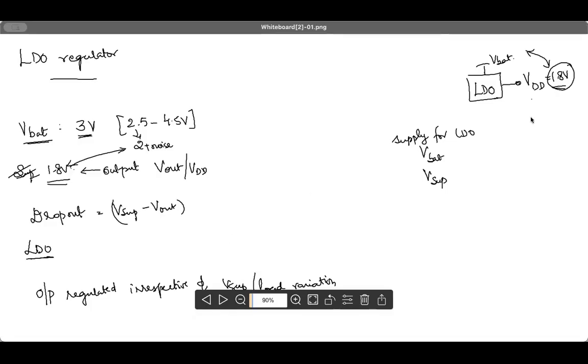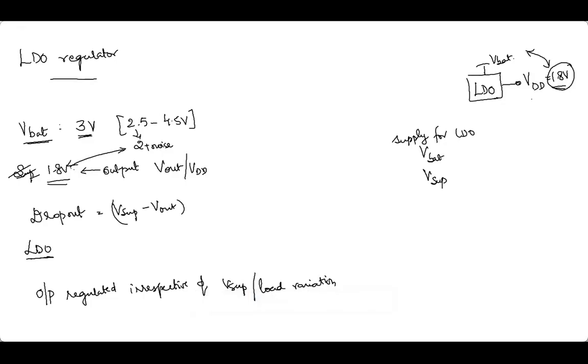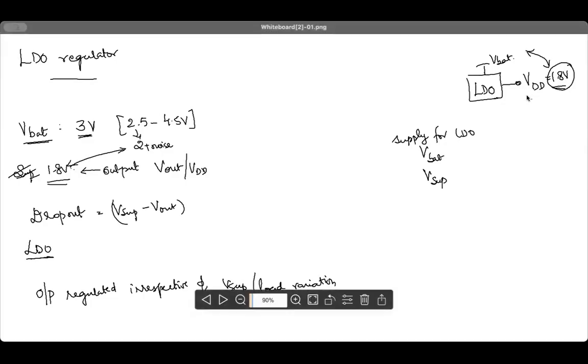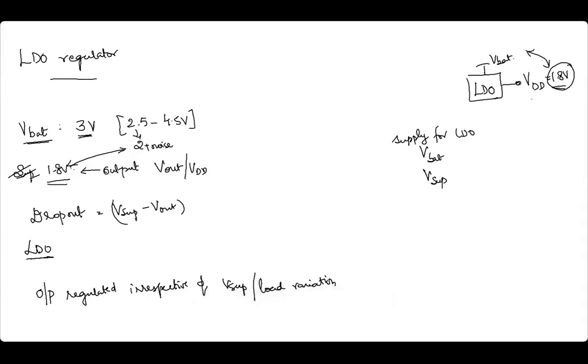So the output has to be regulated irrespective of the supply variation or the load variation. We don't know the load, right? It could be just a capacitive load, it could be just a current load, whatever load you connect. The output has to be regulated at all times. That's what a regulator or LDO is going to do.